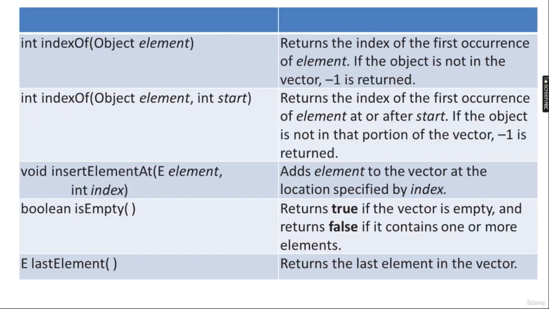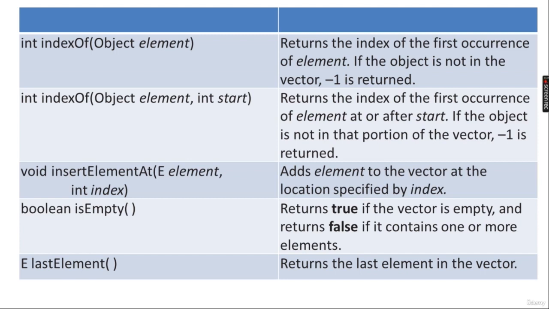Integer indexOf(Object element) returns the index of the first occurrence of the element. If the object is not present, -1 is returned. So it will give you the first index, that is the first occurrence of the element. Then integer indexOf(Object element, int start) returns the index of the first occurrence of the element at or after start. If the object is not in that portion of the vector, it will return -1.